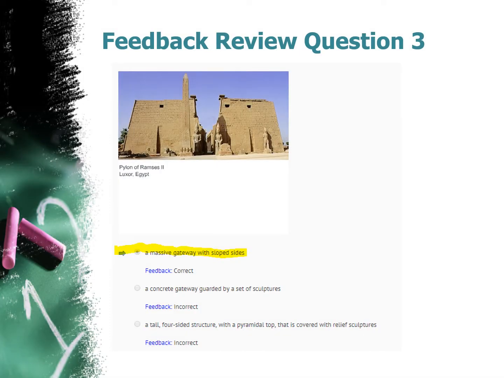The correct answer was a massive gateway with sloped sides. So, like I said, if you just look at the picture, you can tell what the answer is going to be. And again, remember how we talked about how they love to build monumental sized things to impress people. So I think this definitely falls under that category.